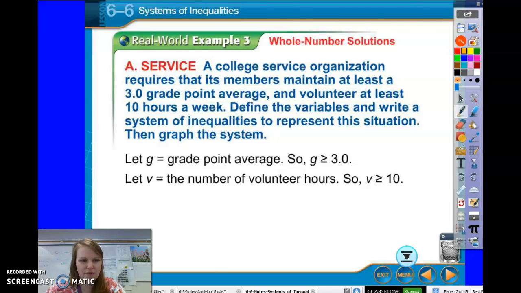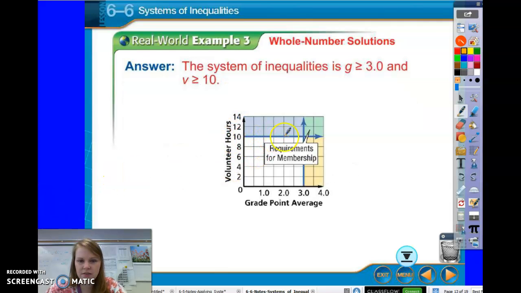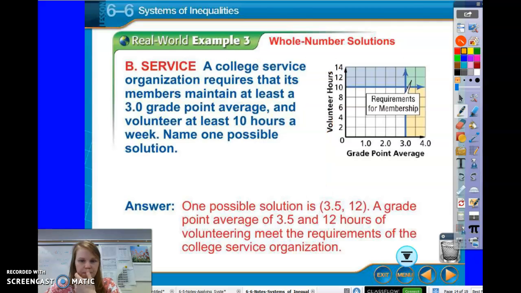Let's throw it on a graph. So 10 volunteer hours, we have to shade above the 10. It could include 10, so you could get in with 10. So 10 or more. Grade point average is 3 or more. So everyone in this region is part of the solution. Name one possible solution. So this is saying pick your favorite point over here. They chose 3.5 for your GPA and 12 for volunteer hours. This would be one point that fits this region here.